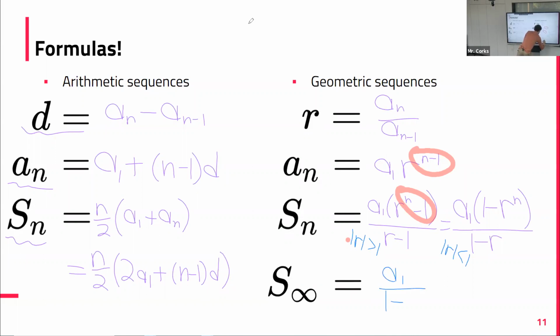A1 over 1 minus r. And we talked a lot in the last class about why that works and where that formula comes from. I'm not going to repeat that today, but it's there. So very simple formula for the last one. So you tell me, when can we use this? What's our condition for this to be true?